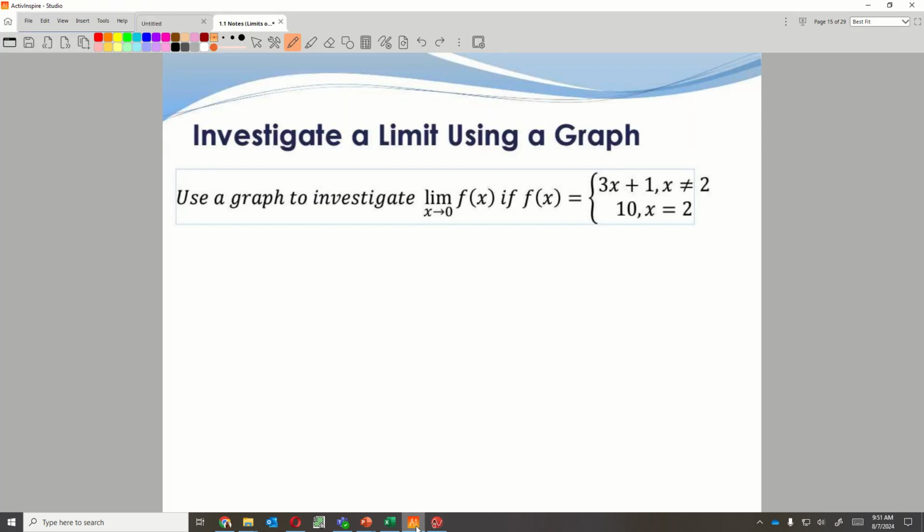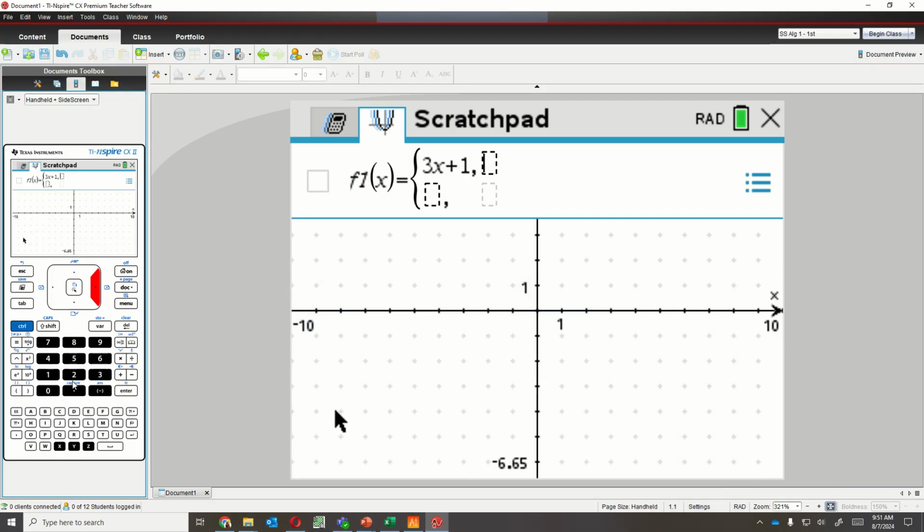And x not equal to 2. X not equal to 2. This other one's 10. And this is x equals 2. Now, did I do that too fast, or do you want to go back over it?